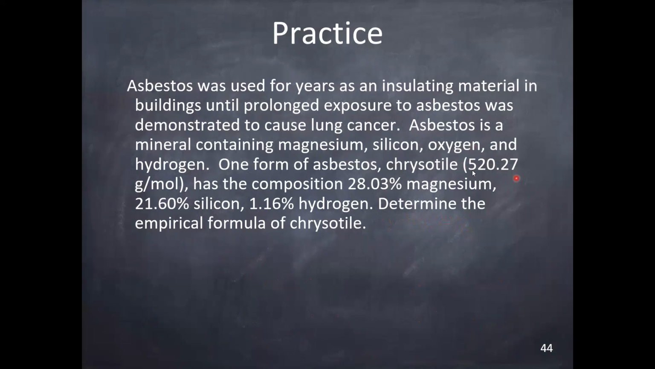And then for this one, we did have the formula, Mg3Si2H3O8. So since we have the actual molecular or molar mass here, we would actually be able to get the molecular formula as well. We'll see that one in a little bit, but it's essentially just comparing the molar mass for the actual substance versus the molar mass for the simplified empirical formula.